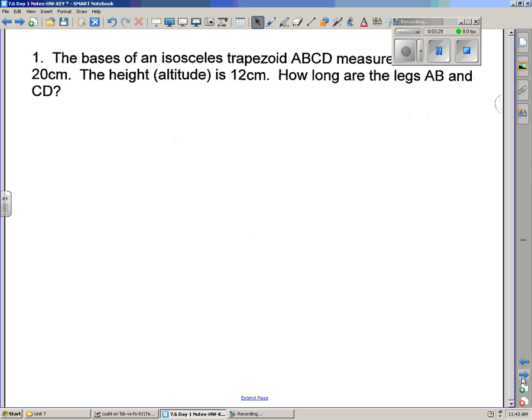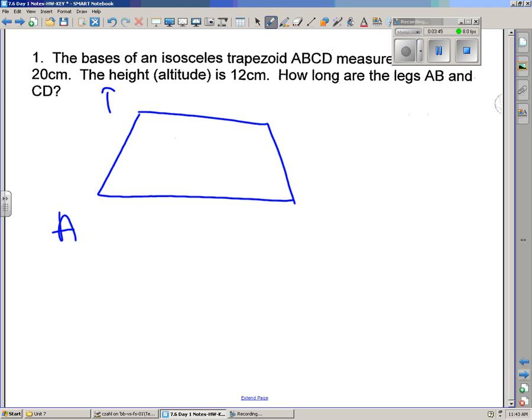The bases of an isosceles trapezoid ABCD measure 10 centimeters and 20 centimeters. The height, the altitude, is 12 centimeters. How long are the legs? So if you were to draw yourself an isosceles trapezoid ABCD, remember you've got to put the letters in consecutive order. We know that this guy is 10, it's the shorter one. This guy is 20, it's the longer one.